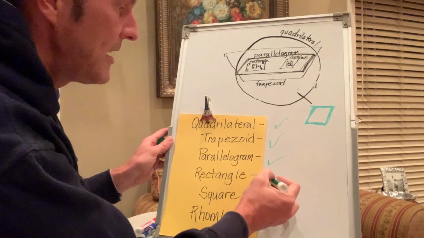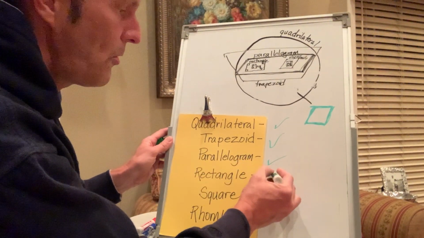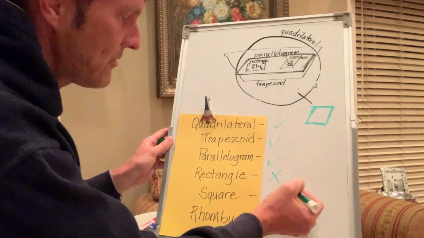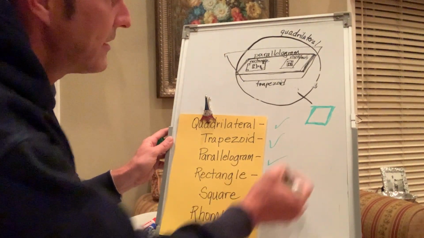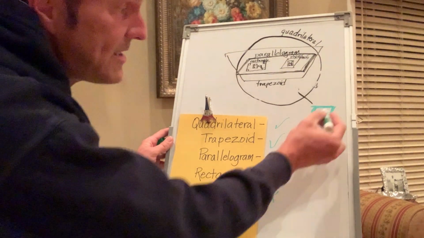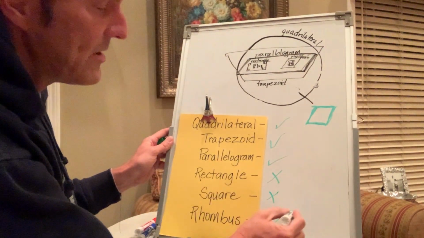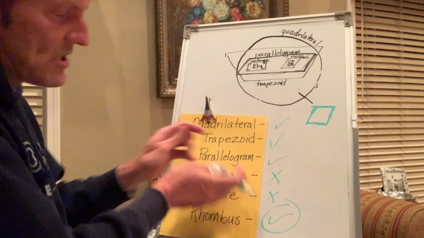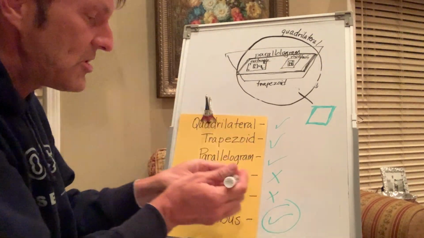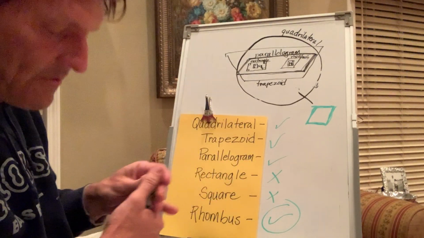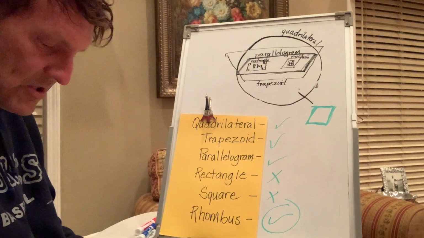Yep. Is it a rectangle? No, because it doesn't have the 90-degree angles. Is it a square? No, because it doesn't have the 90-degree angles. It does have equal sides though. And is it a rhombus? Yes. And this is the most specific, the most information that you have to identify that. So that will be some of your questions too.